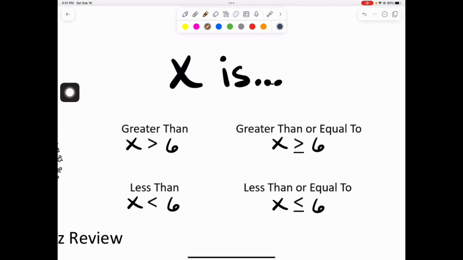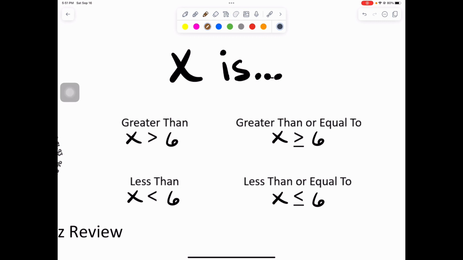Now, class, when I was going through this review, what I noticed was there are a lot of inequalities. So let's just familiarize ourselves with them, okay? We will read all of these as x is. Okay, x is greater than 6. The inequality has the mouth open towards the x, representing greater than, okay? X is greater than or equal to 6, okay? The line underneath the inequality of greater than signifies that it may also be equal to.